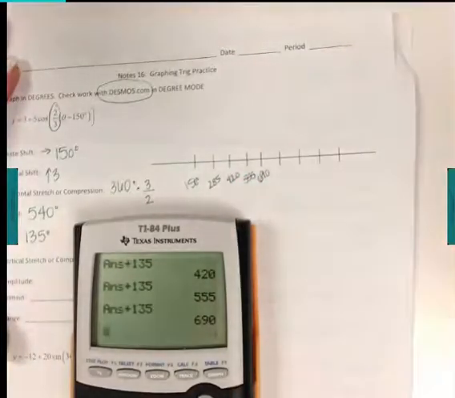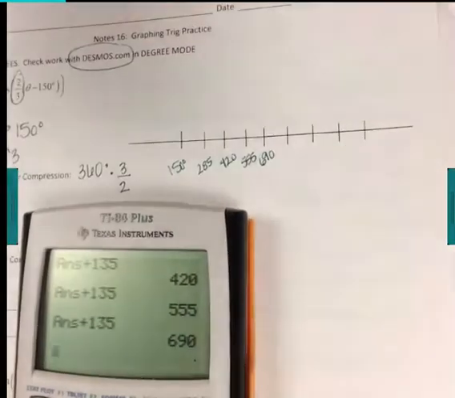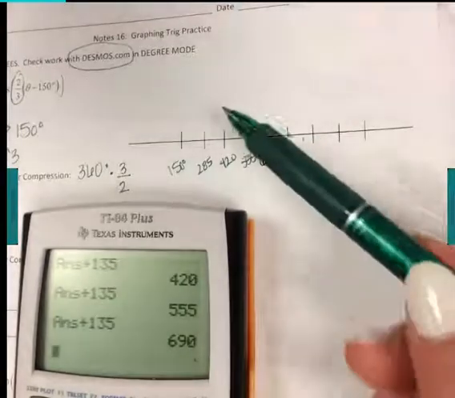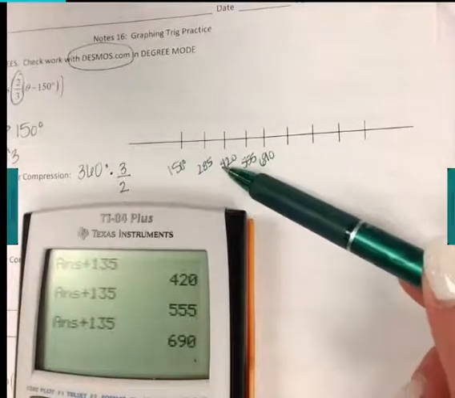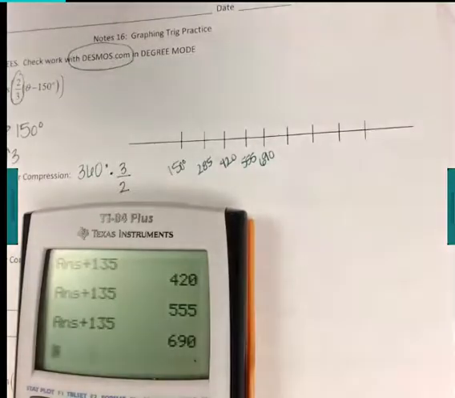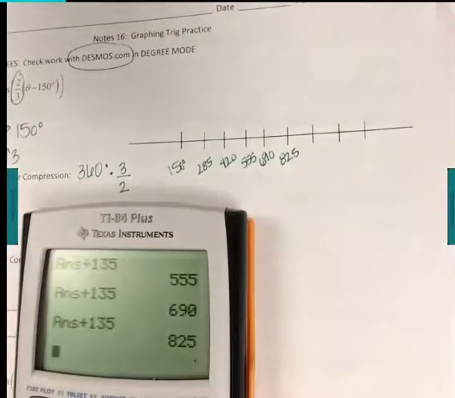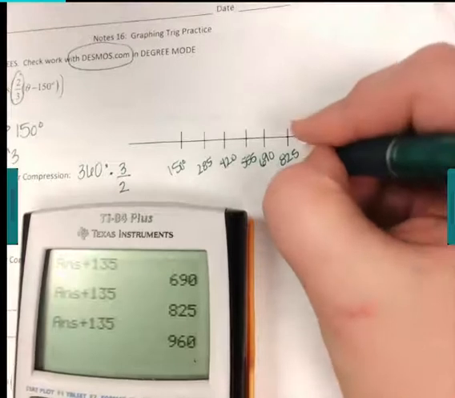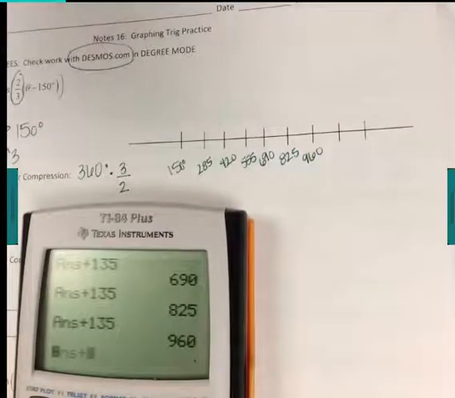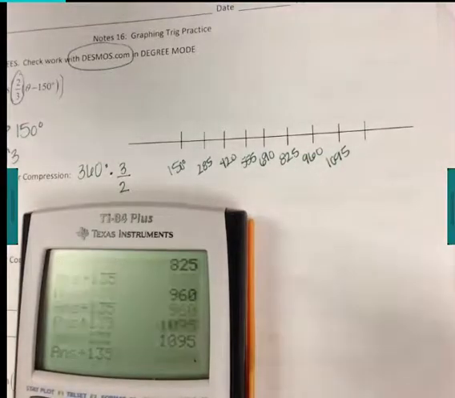Okay, so if you can't read it, it's 285, 420, 555, and then 690. What's the next one? Okay, 825. 960, okay. 2 more left, 135. Okay. And then 1 more, 1230.